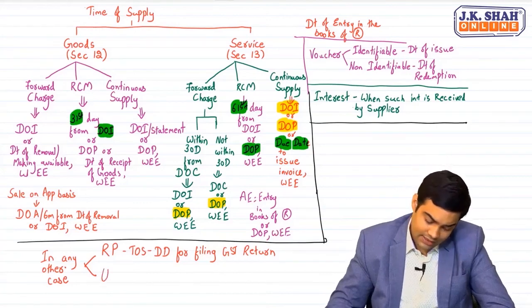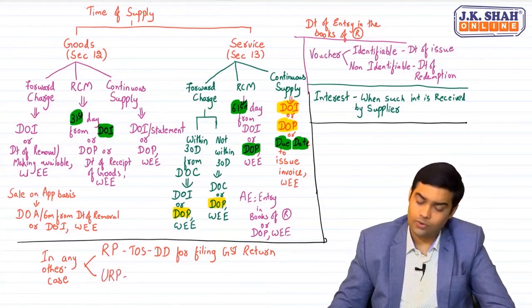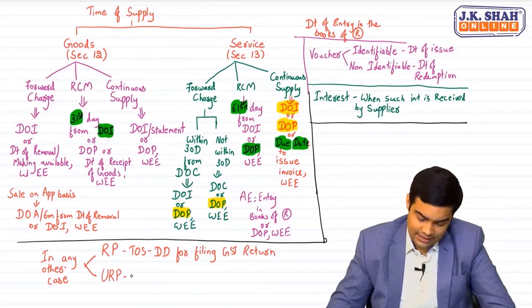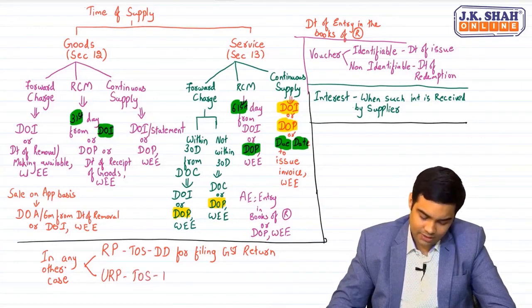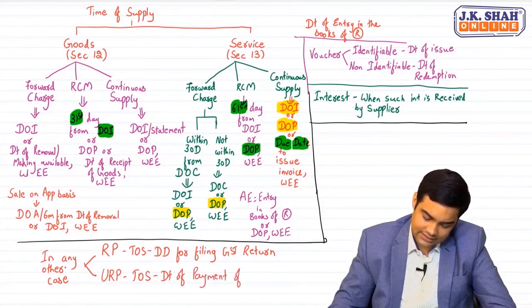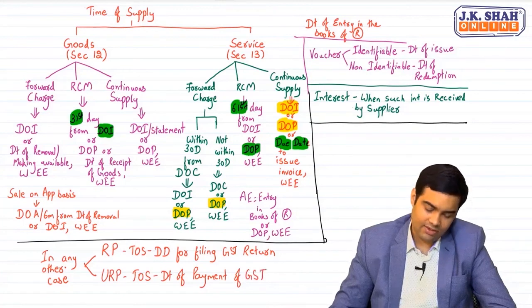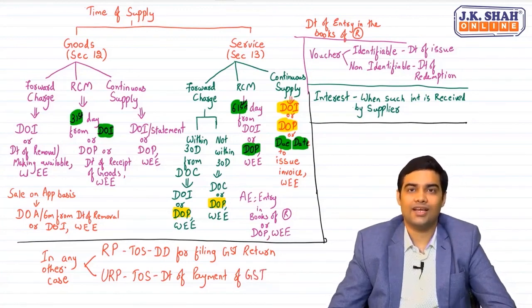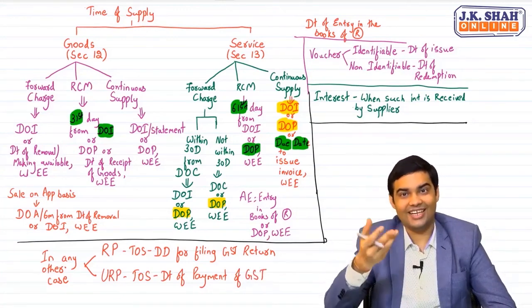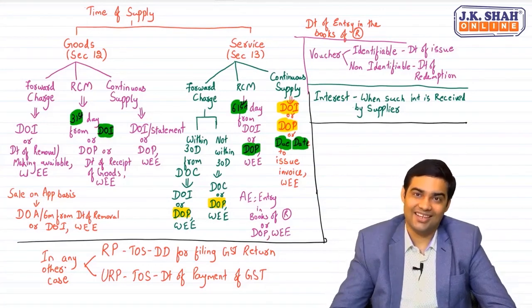But if he is an unregistered person, then he is not required to file GST returns. In such cases, the time of supply will be date of payment of GST. The day GST is paid, that day will be considered as time of supply. GST payment date to be considered as time of supply.